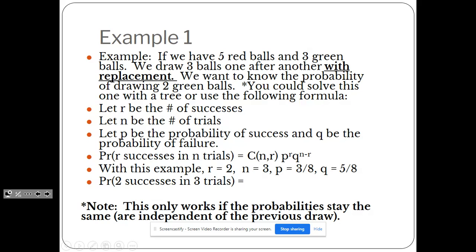Okay, so I've got an example here. There's a lot going on this page. We've got this example, which I'm going to do on the next slide, and then there's a formula that we'll use for this.